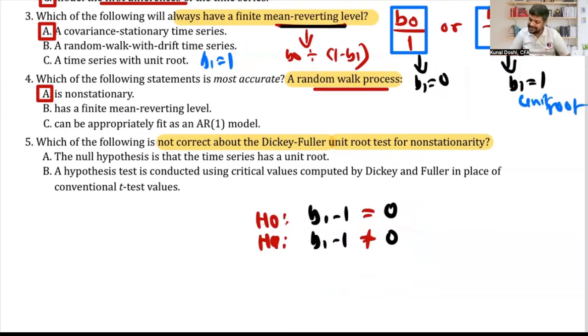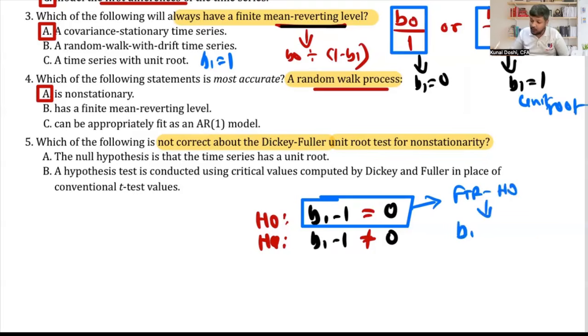Guys, when do I say that it's a unit root problem? It's a unit root problem when you reject the null or you fail to reject the null? Everyone, when you fail to reject the null, in that case your B1 minus 1 is equal to 0, or B1 equals 1. That means it has a unit root problem. Correct? This is what we understood. So let's see which of the following is not correct about the Dickey-Fuller test.